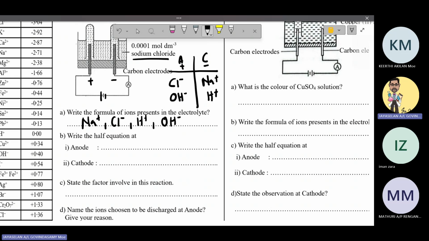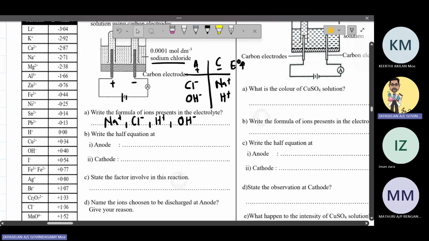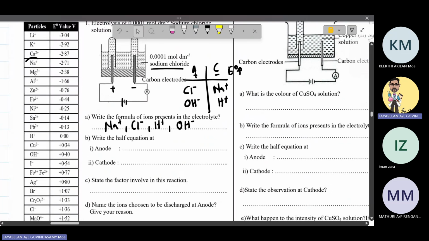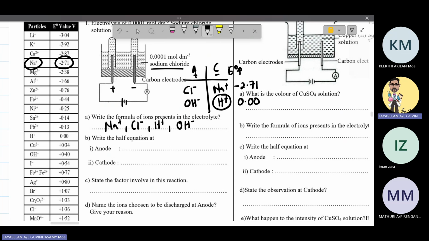Saya buat cathode dulu. Sebab cathode saya dah tahu selalu pilih E0 value paling tinggi. Bila cathode saja E0 value paling tinggi. So sodium ion ada di sini, negatif 2.71. Hydrogen ion 0.00. Siapa akan dipilih? Hydrogen ion. So cathode undergo reduction.